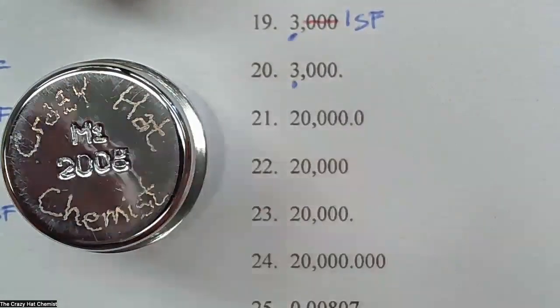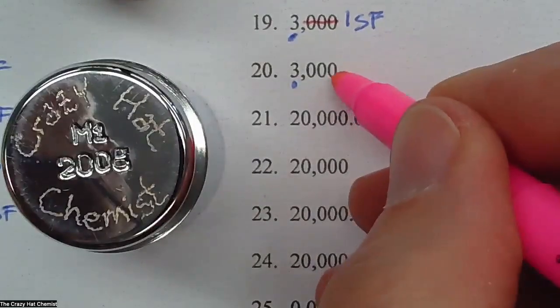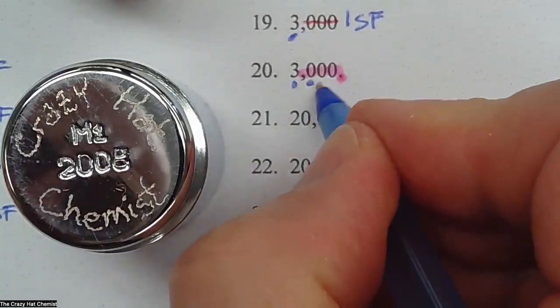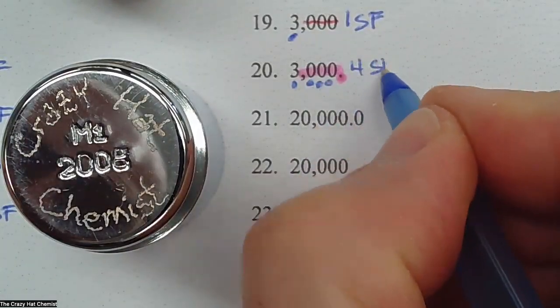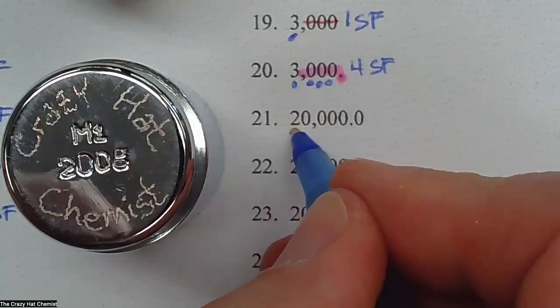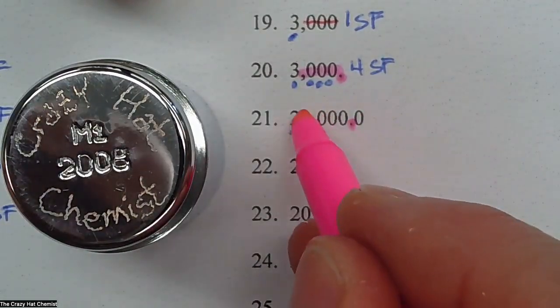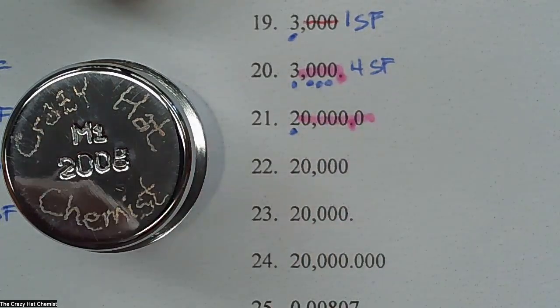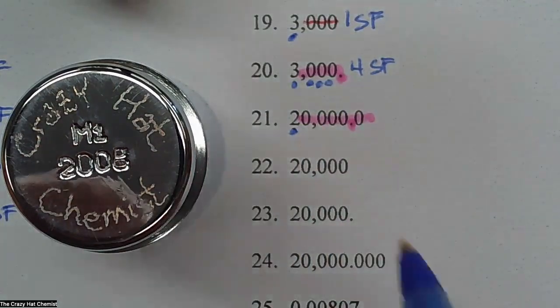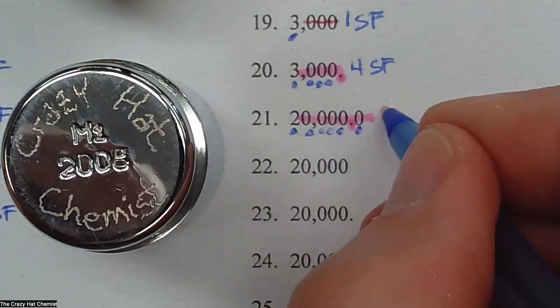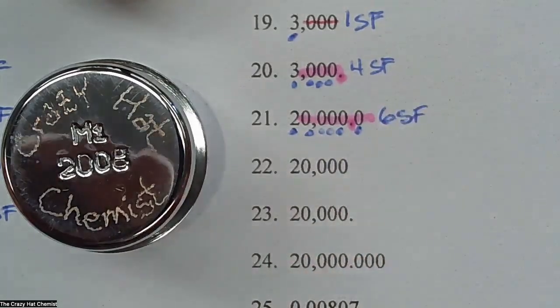Non-zero integers always count. There is a decimal in the number, so these three trailing zeros will count because there is a decimal in the number. That's 4 significant figures. Non-zero integers always count. There is a decimal in the number, so these trailing zeros, of which there are 5, count with the decimal in the number, so that is 6 significant figures.